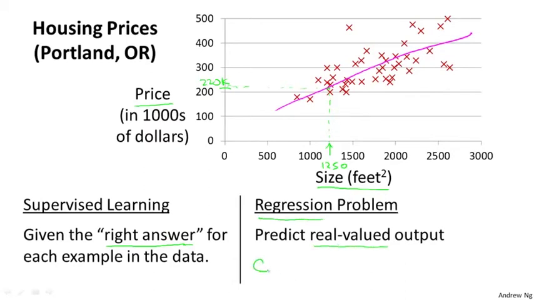And just to remind you, the other most common type of supervised learning problem is called a classification problem, where we predict discrete valued outputs, such as if we are looking at cancer tumors and trying to decide if a tumor is malignant or benign. So there's a 0-1 valued discrete output.